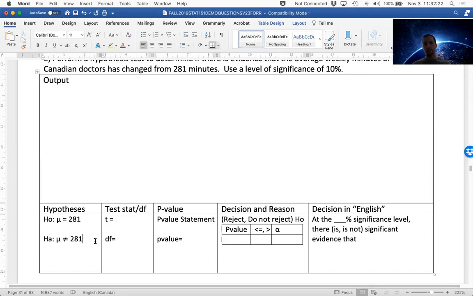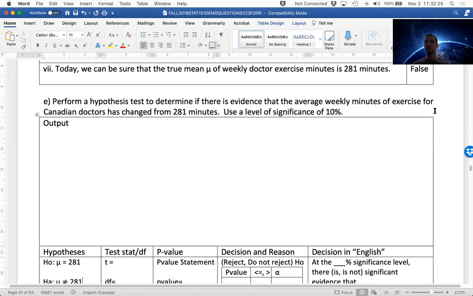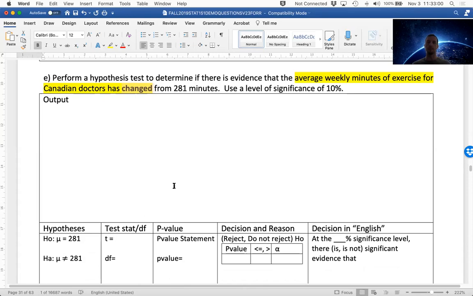Now, the reason that we have not equal to 281 is because of the language given in the question. It says, perform a hypothesis test to determine if there is evidence that average weekly minutes of exercise has changed. Okay. So it's this word here that's indicating general difference. When you're asked if something has changed from a particular value, it can be bigger than that value or less than that value. So therefore, we would be doing a two-tailed test in this case. So that's why we have the does not equal sign in the alternative.